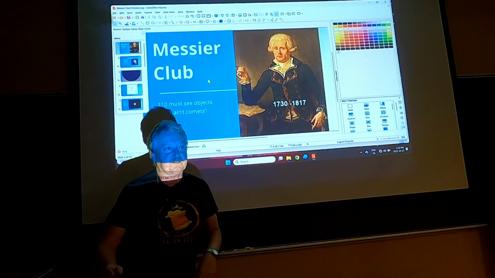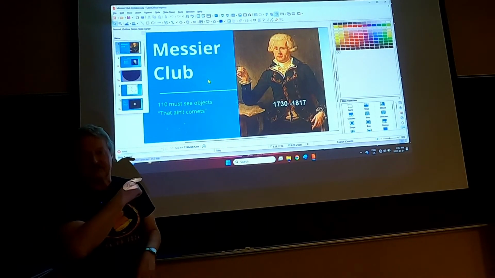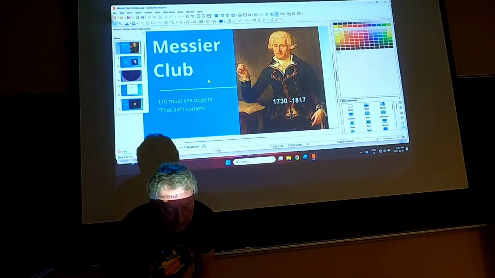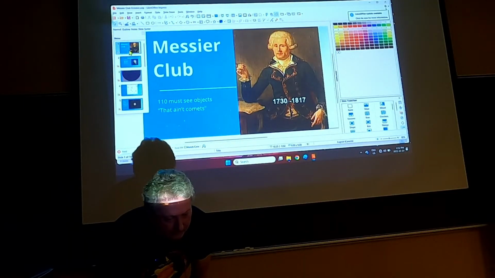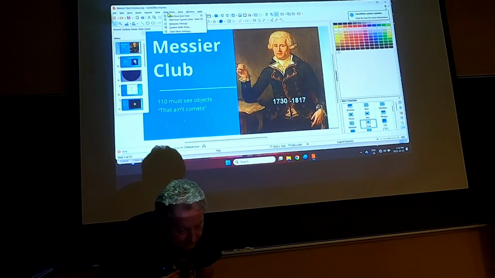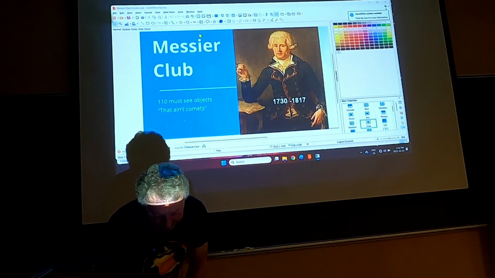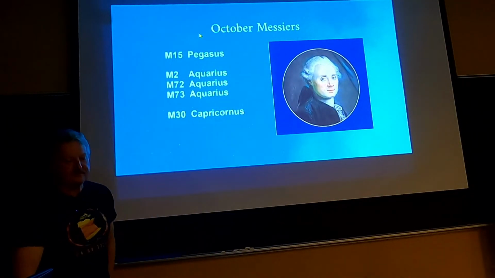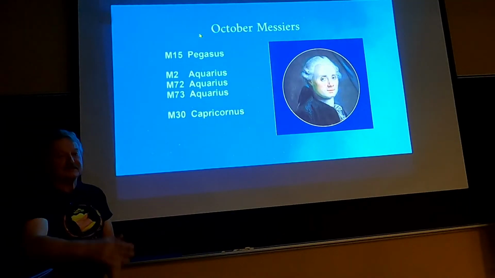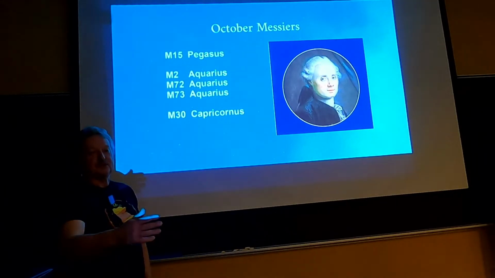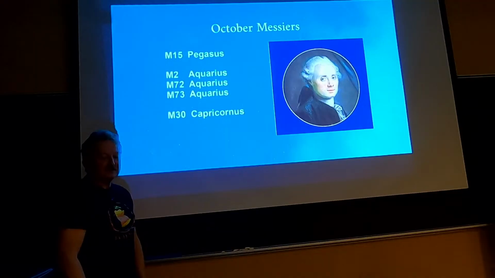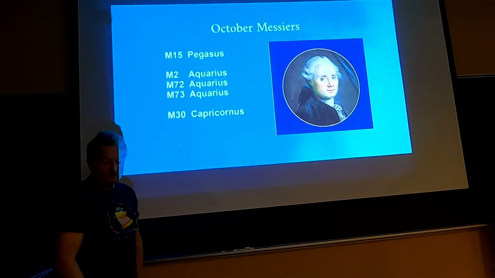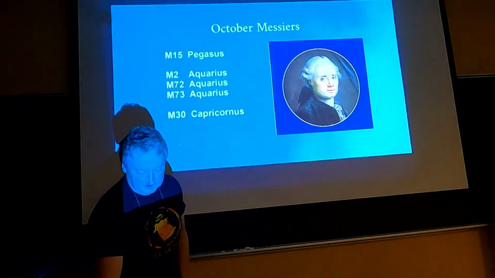The list of 110. Now we're going to run into the toughest ones this month, and we've got 5 objects this month. Not a big workload at all. So we're going to do M15. We had some great pictures of M15. You had M15, you had M2 in Aquarius, M72 and M73 in Aquarius, and then M30 down in Capricornus. And they're well placed this month for us.